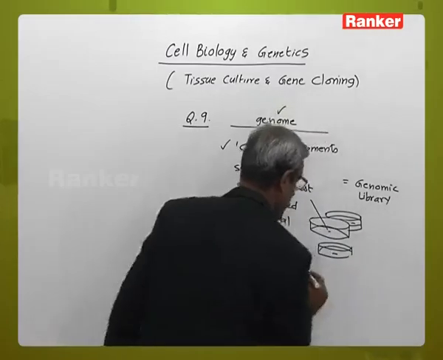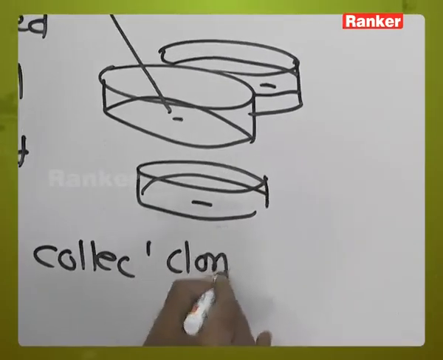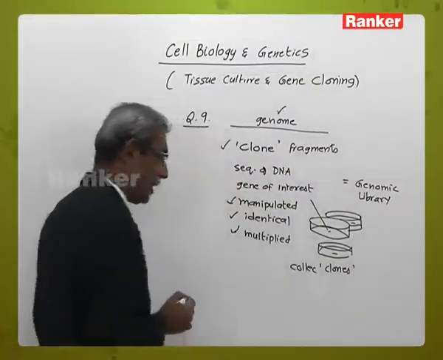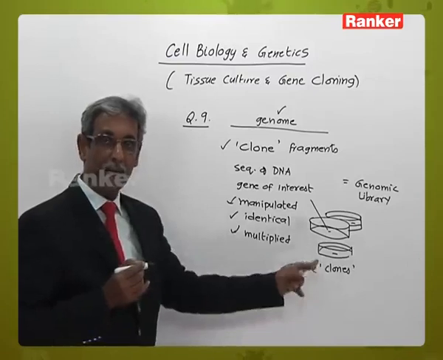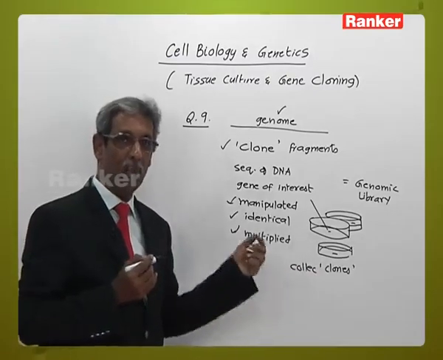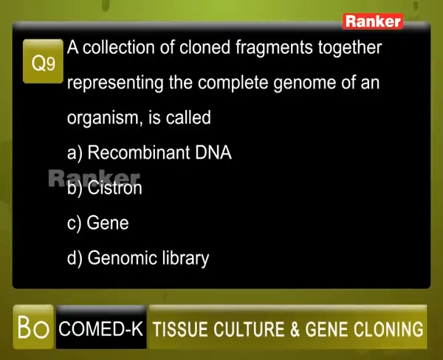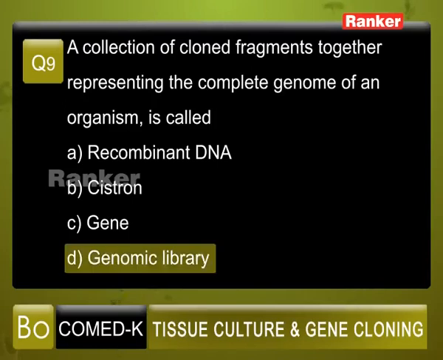So, a genomic library represents a collection of all the clones, or the identical DNA or the gene of interest of organisms, which truly represents the genome. Hence, the answer here is D.